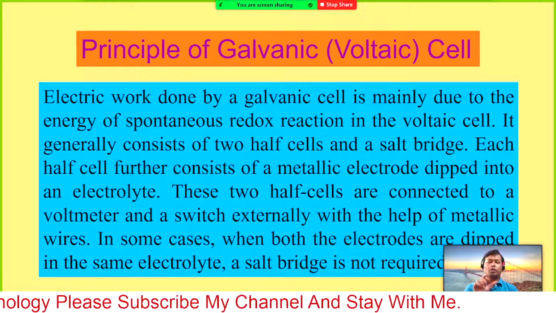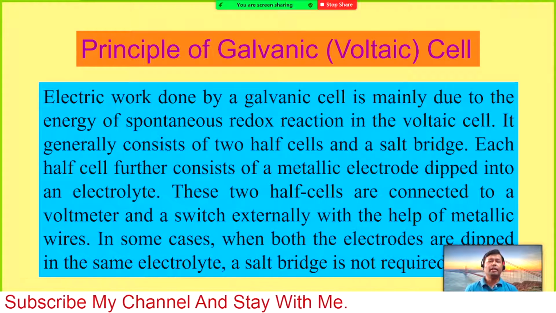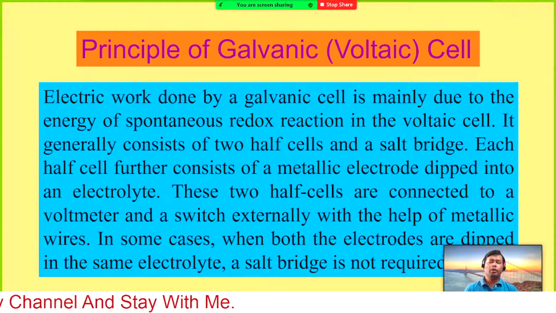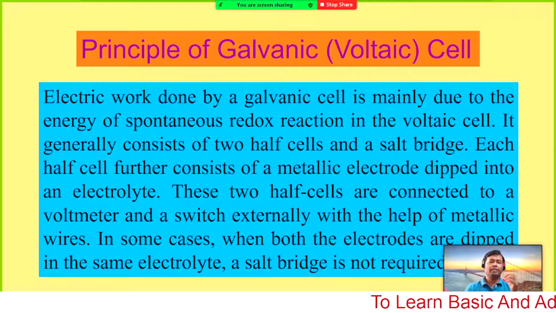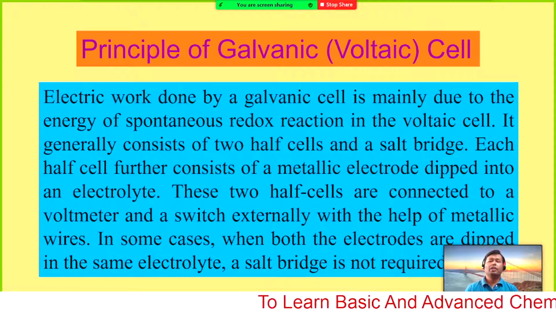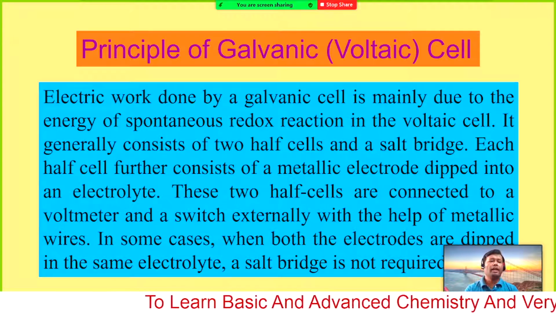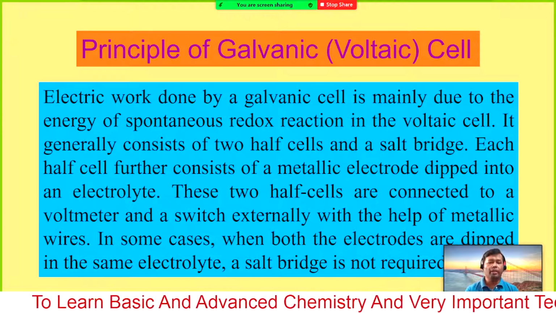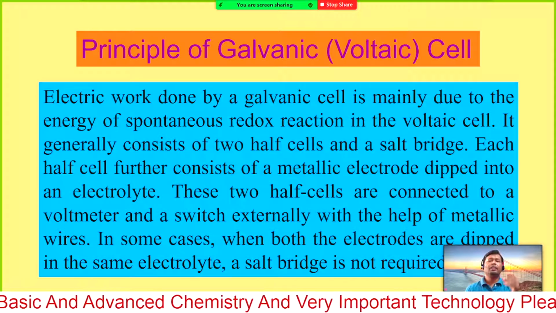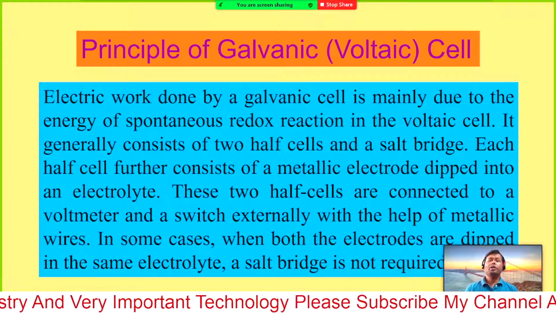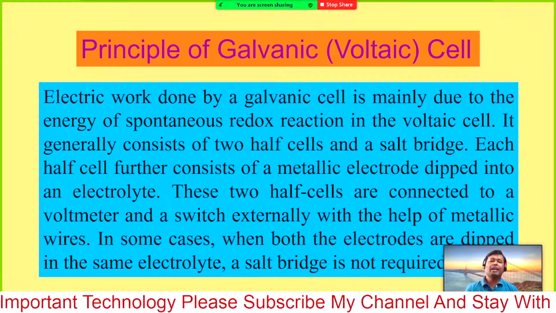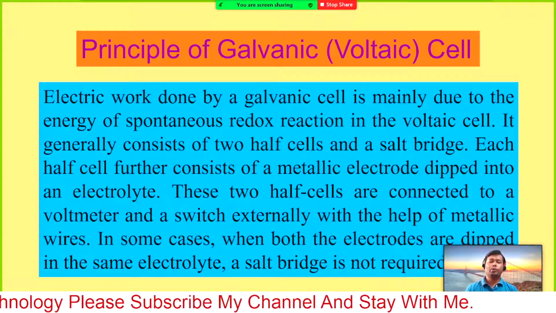You also need to have a switch, so that when you need the electricity, we can control the reaction by pressing the switch, so that the reaction is not always happening. When we need some electricity, we can control the switch, so we can get the electricity out of the reaction. So these two half cells are connected to a voltmeter and the switch externally.